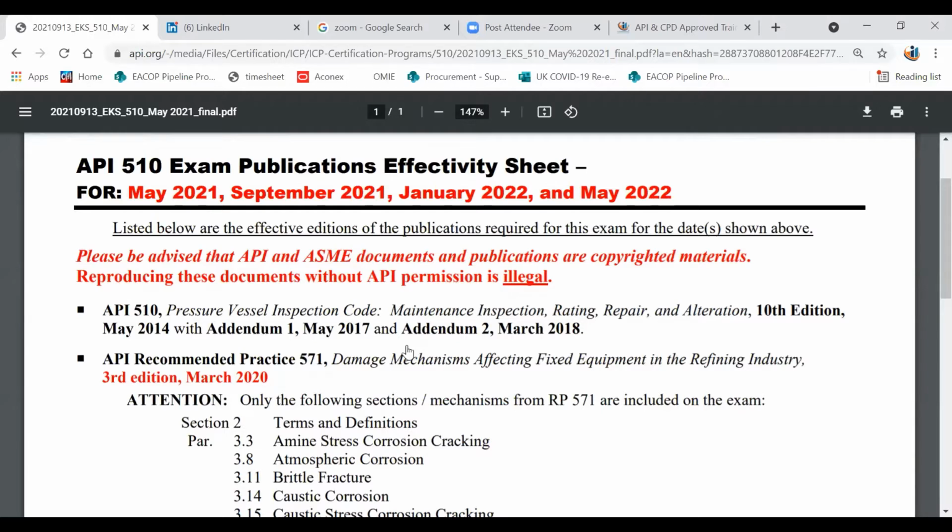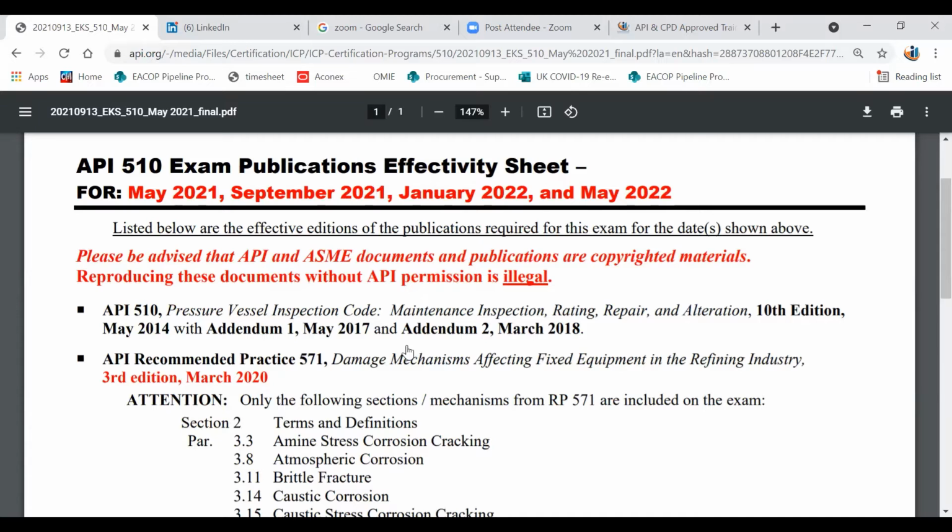So what API does is, based on the job description of a typical authorized pressure vessel inspector, they backtrack it and see: if the person needs to do this and this as his prime job description, then he should know the following topics, and he should have so much experience. I mean, he should know these if he wants to do his job properly. Okay.